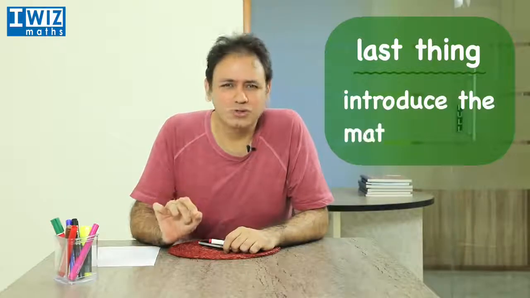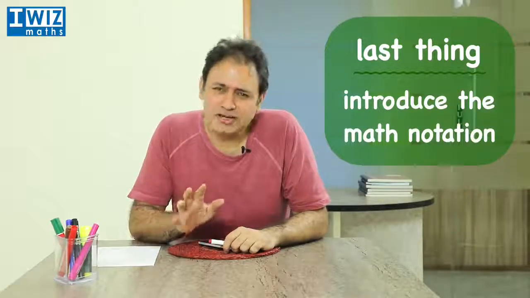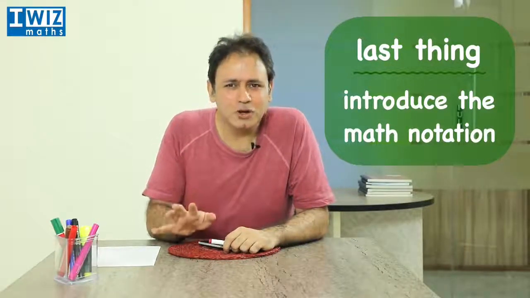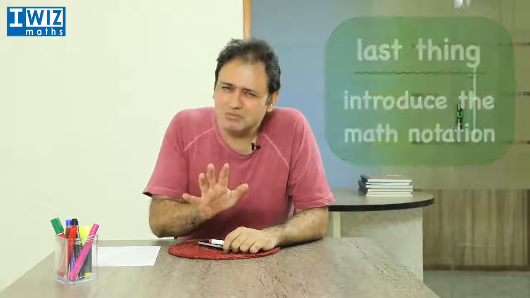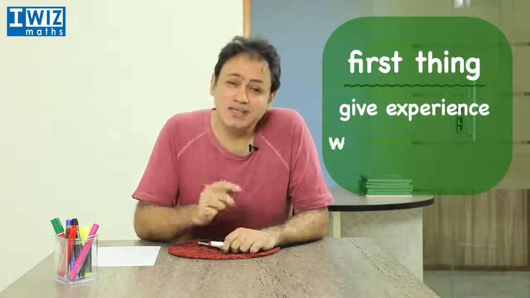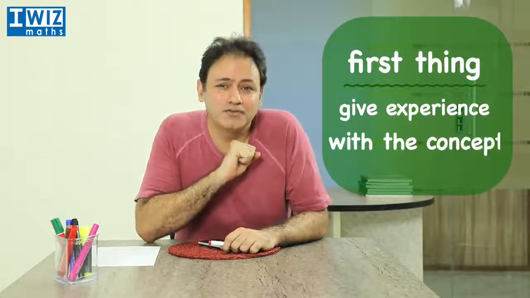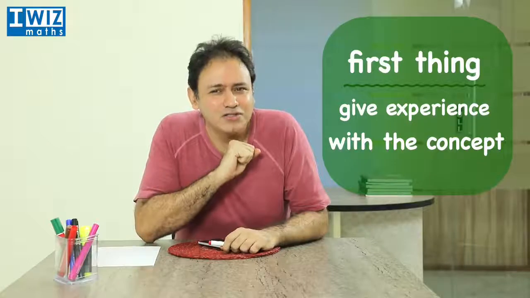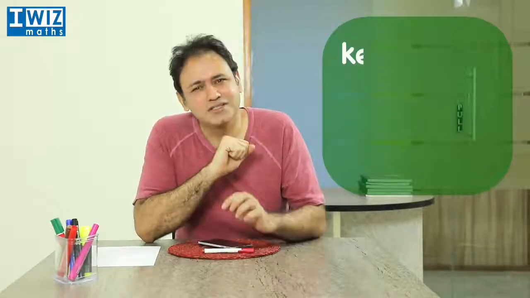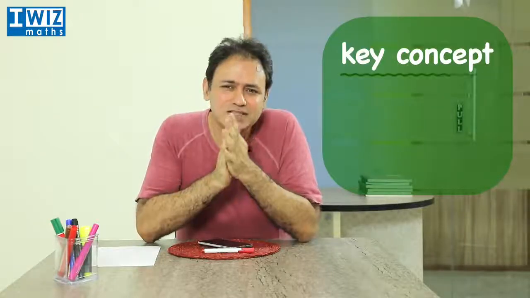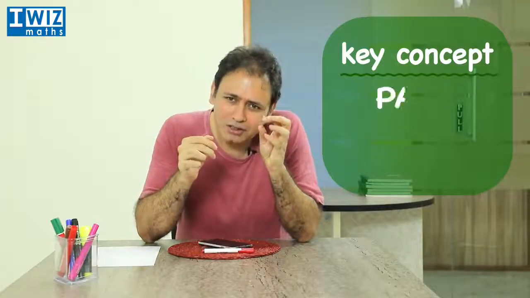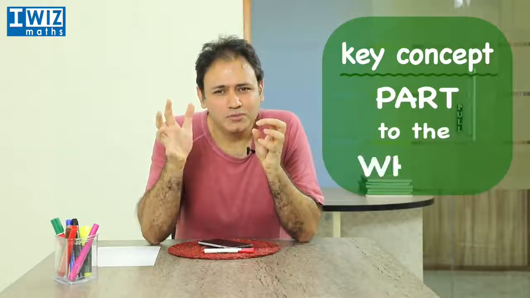the math notation. Now, fractions are represented by sort of numerator-denominator representation, which is slightly awkward. It's not the most friendly notation, so to speak. But the very first thing that one should do is give kids lots of experience with the underlying concept of fractions. So what's the underlying concept? The key concept behind fractions is the idea of the part to the whole.